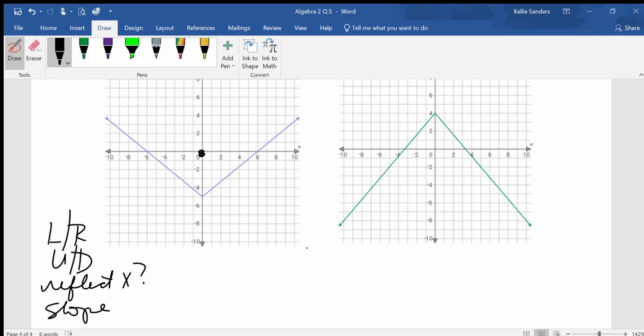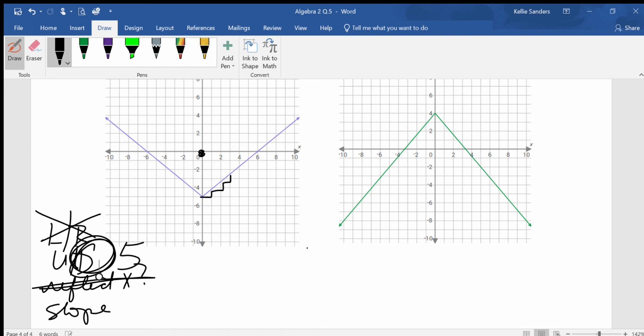Did it go to the left or right any? No. Did it go up or down any? Yes. Down. Let me just do something different. It went down 5. Did it reflect the x-axis? No, because it's still going up. And the slope, 1, 1.